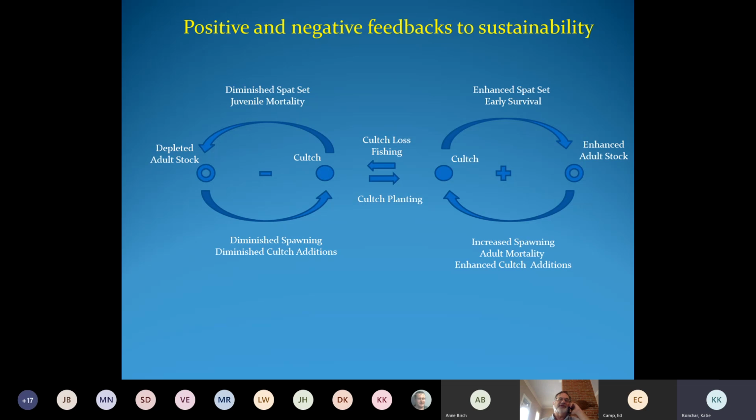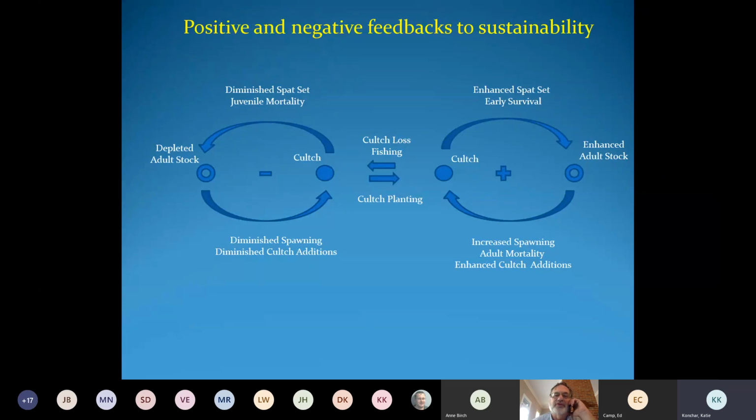So you get into this negative cycle: poor culch, high juvenile mortality, low spat set, few oysters dying to maintain the culch. So you have to break out of this cycle, and you can. I'm looking at the middle here, and the arrow going from left to right. One way to get out of this cycle is a time-honored method of planting culch. But of course, you have to get recruitment for this to work.